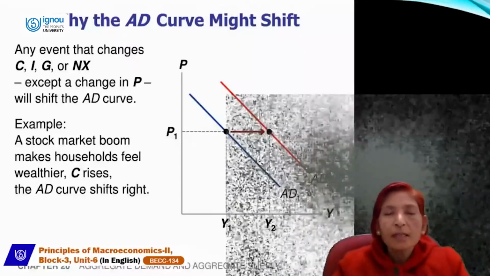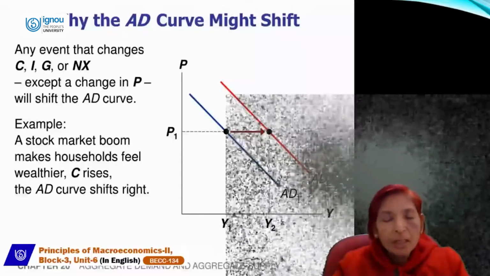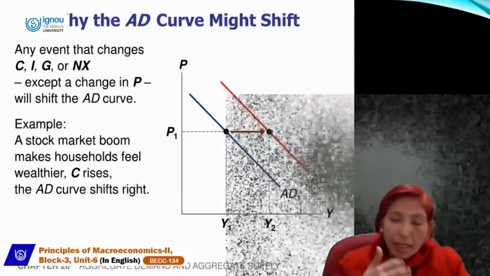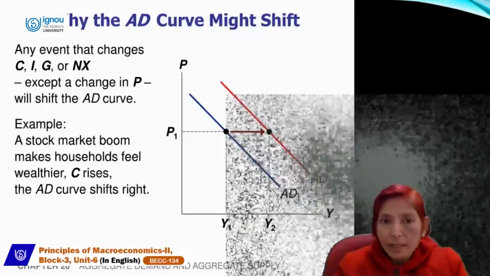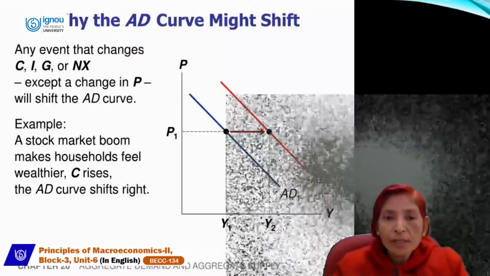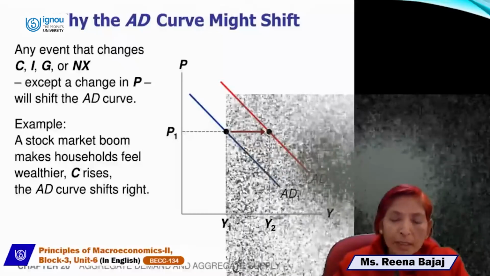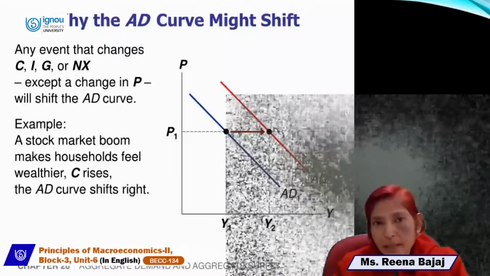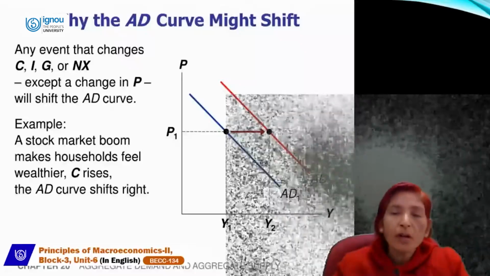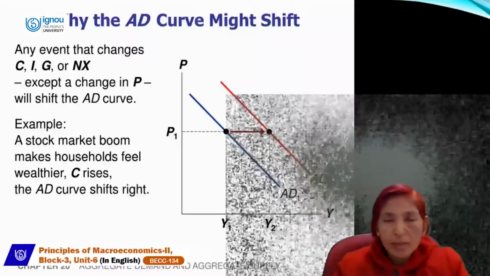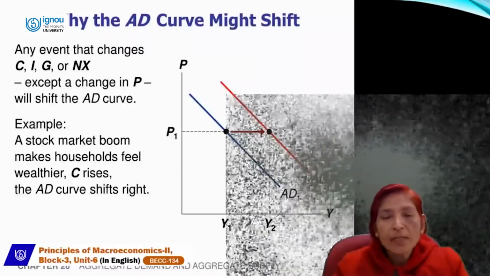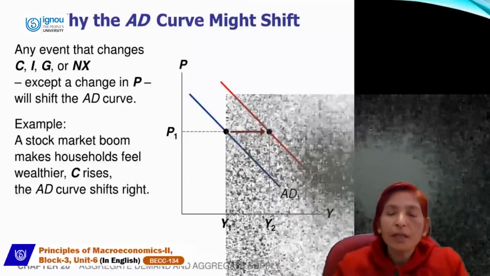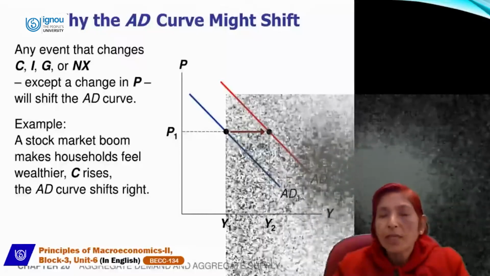So if there is a change in consumption expenditure, if we are spending more money on consumption of goods and services, then AD will shift to the right-hand side. If consumption expenditure falls, AD will shift to the left-hand side. If investment expenditure increases, then AD will shift to the right-hand side, and vice versa. If government spending increases, like fiscal policy is expansionary, then obviously the purchasing power of the country's people will rise and AD will shift to the right-hand side, and vice versa.